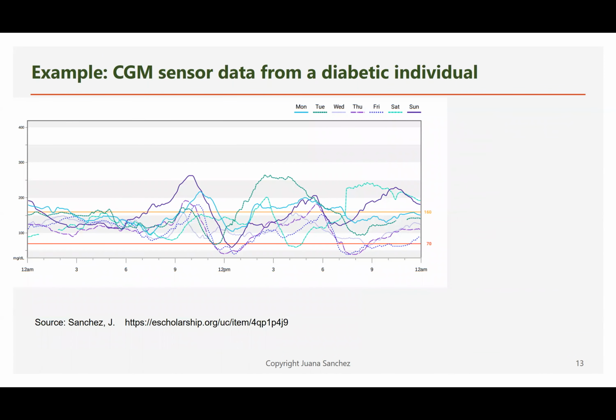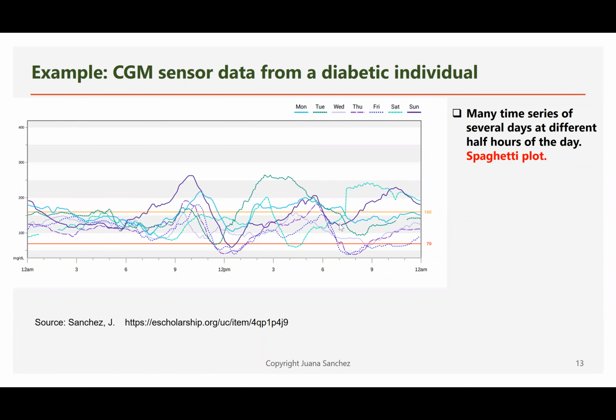One more example. Continuous glucose monitor sensor data from a diabetic individual. This is from one presentation I gave to the Joint Statistical Meetings in 2021. There are many time series of several days at different half hours of the day. It's what is called a spaghetti plot.